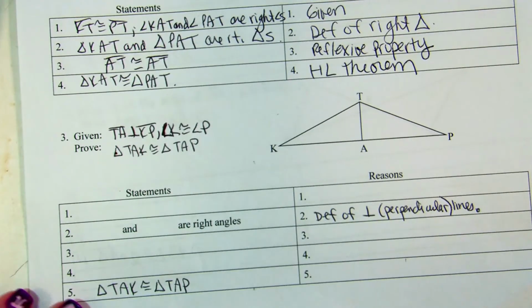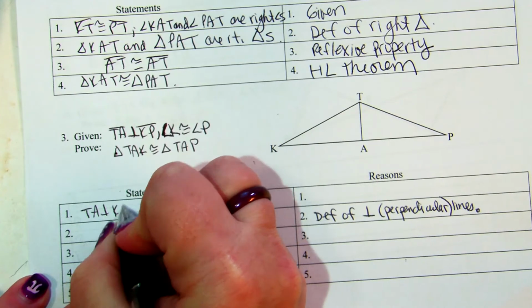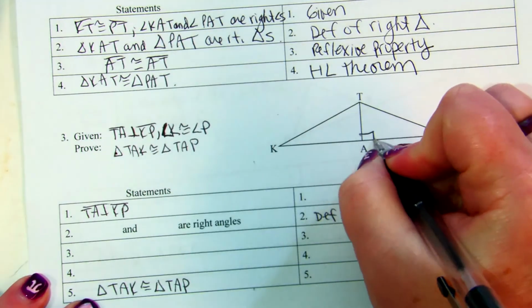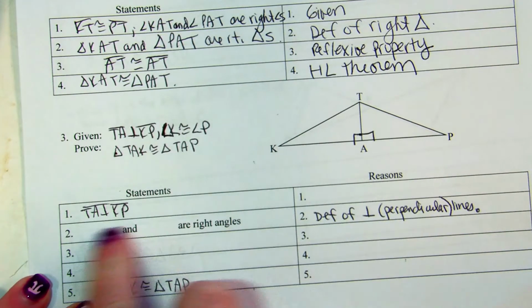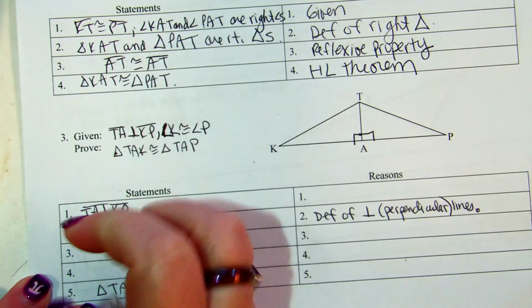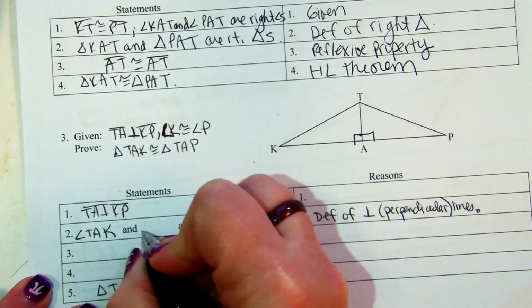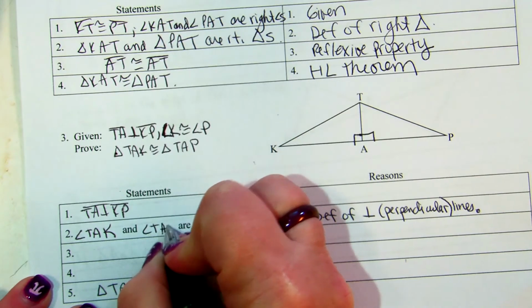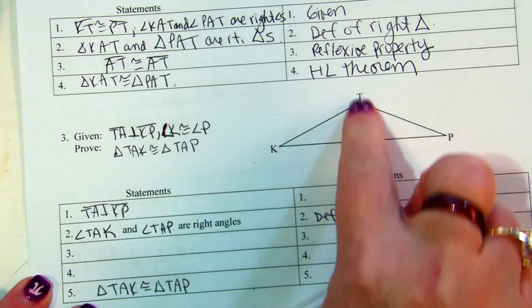This one, we have TA is perpendicular to KP. That means it makes a right angle. Definition of perpendicular lines gives you right angles. What right angles would it give us? Angle TAK and angle TAP. Perpendicular lines give you right angles, so these are right angles.